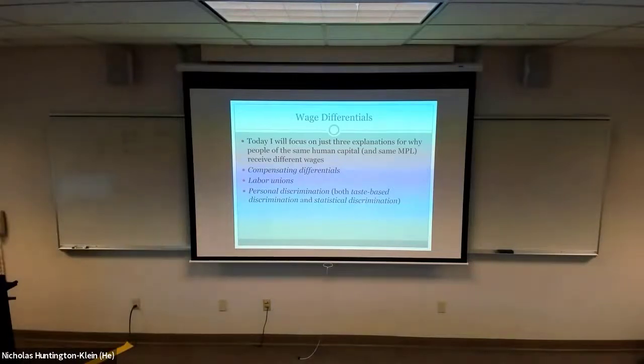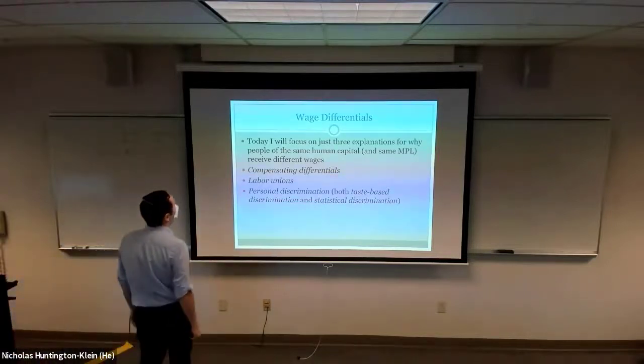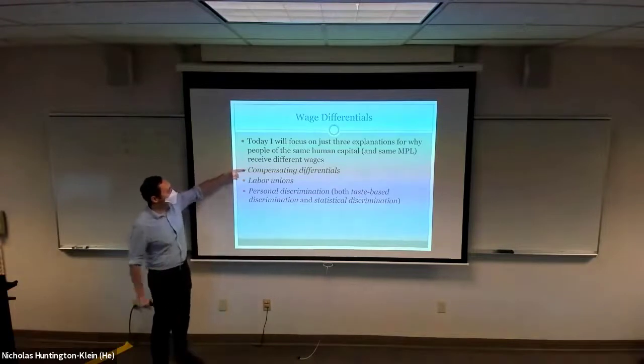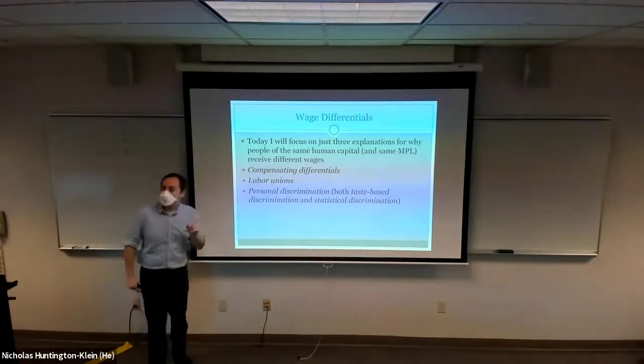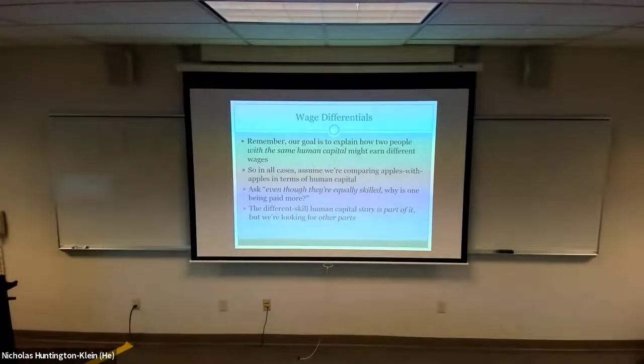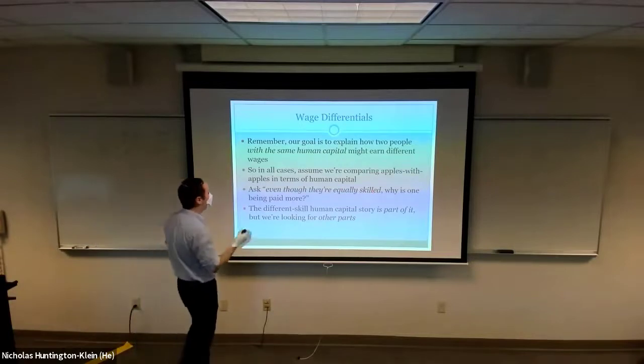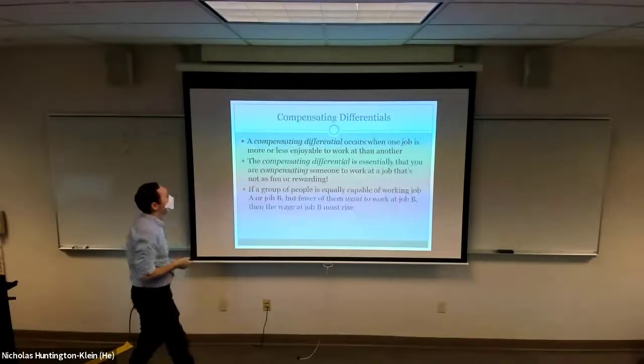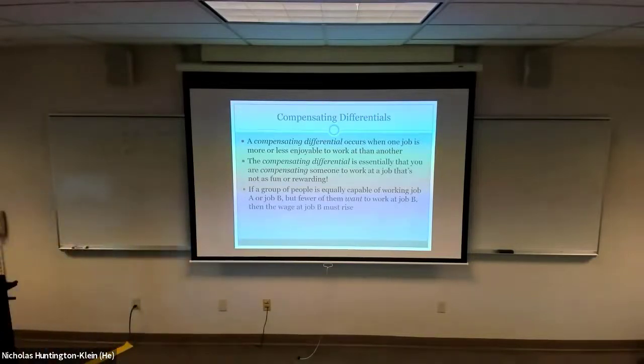And again, these are all explanations of why different people might get paid different wages, even if they are equally productive. Right? So the marginal productivity of labor is the same. The price of the good that they're selling is the same, and yet they're getting paid different wages. So the 3 that we're going to focus on are compensating differentials, labor unions, and discrimination. We're going to talk about all 3 of those. We always are asking, even though people are equally skilled, why is one person being paid more? We'll start with compensating differentials.